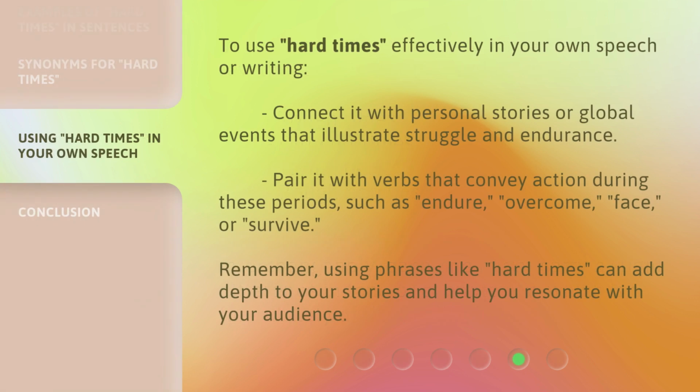To use hard times effectively in your own speech or writing, connect it with personal stories or global events that illustrate struggle and endurance. Pair it with verbs that convey action during these periods, such as endure, overcome, face, or survive. Remember, using phrases like hard times can add depth to your stories and help you resonate with your audience.